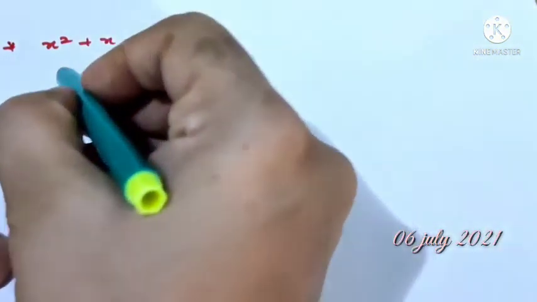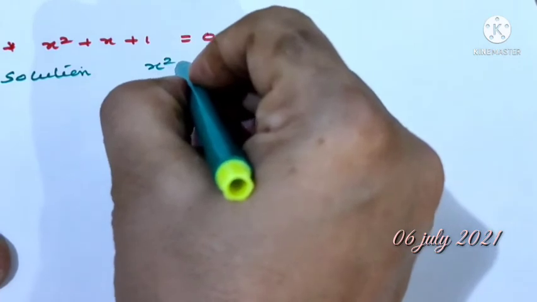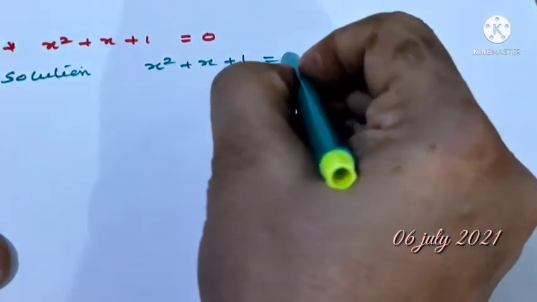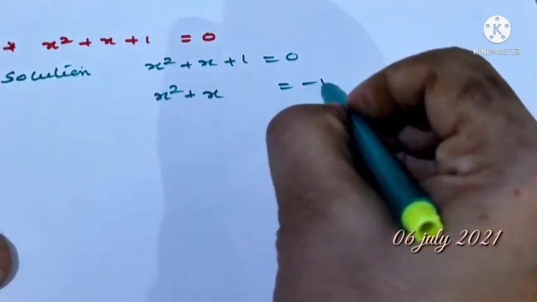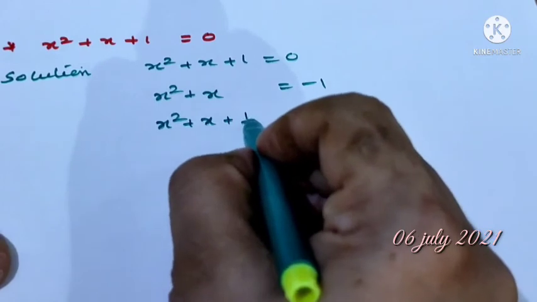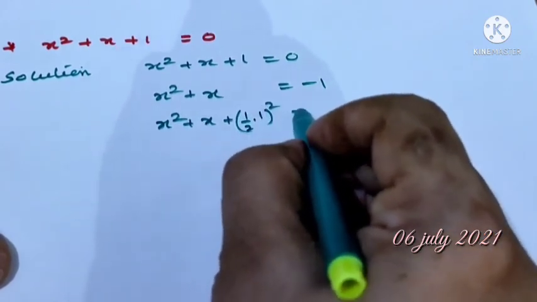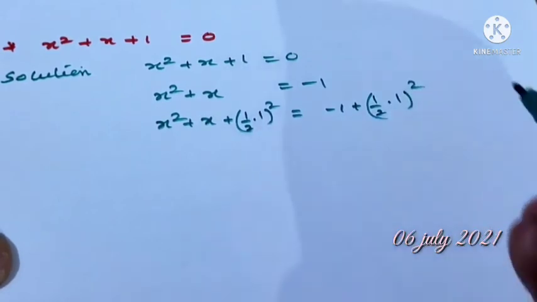X square plus x plus 1 equal to 0. So here already coefficient of x square is 1 only. So first step, that is the division step is not required. So we can keep directly from where we have to start, that is coefficient of x square and x term we are keeping this side and minus 1 here. Now half the coefficient of x, so half into 1 whole square, minus 1 plus half into 1 whole square, we are adding on both the side.